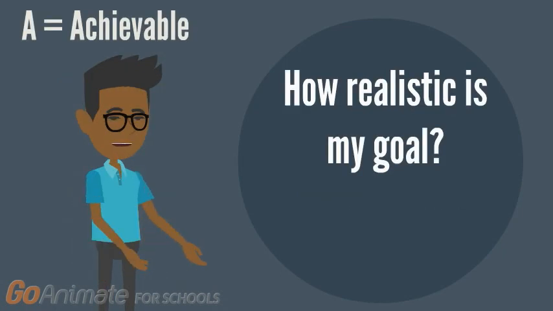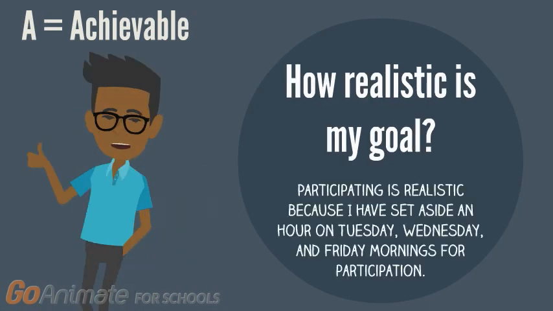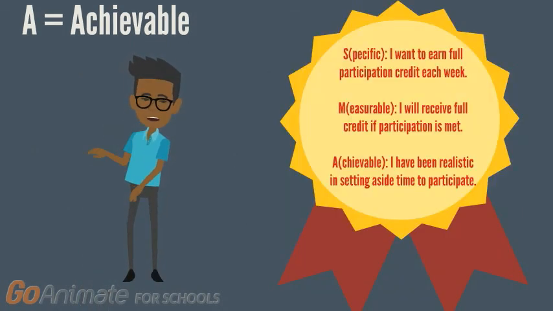To ensure your goal is achievable, one, be sure you can honestly answer how realistic your goal is. For instance, for my goal to be a SMART goal, I need to respond to this question with an answer like participating is realistic because I have set aside an hour on Tuesday, Wednesday, and Friday mornings for participation. If my goal is realistic and is something within my reach, I know I have set an achievable goal. Being achievable is an important criterion of being a SMART goal.